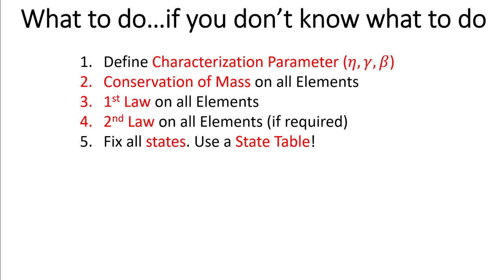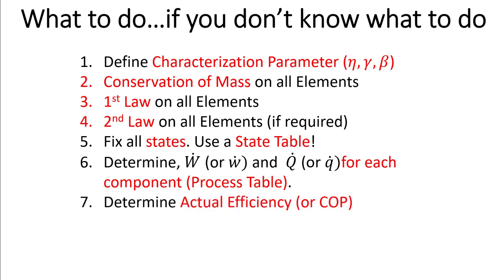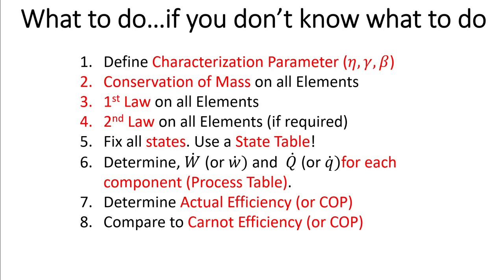Next, we want to fix all of our states. Now, this often takes a lot of time in thermodynamics, but it's a very mechanical process, right? We're looking things up in a table, right? But it is tricky, so we need to know what the working fluid is. Then, when we have the information on our state table, we'll try to determine things like power and heat rate for each component. Then we want to determine our actual efficiency, or whatever characterization parameter we're using for this particular cycle. And we'll compare that to maybe a Carnot efficiency or an ideal efficiency.